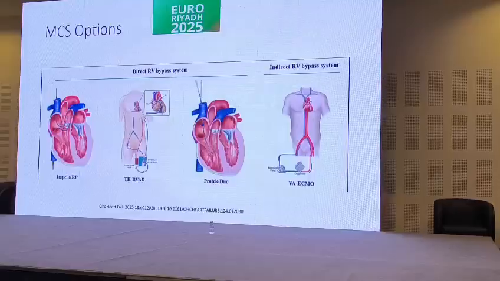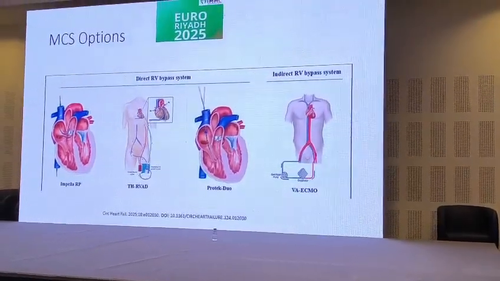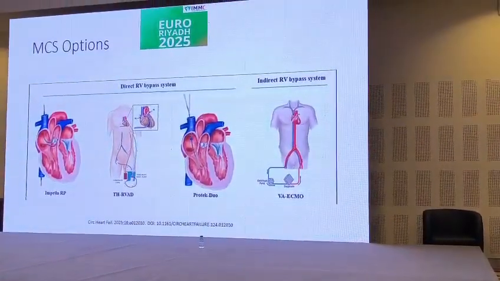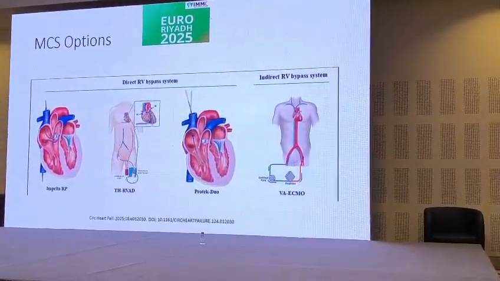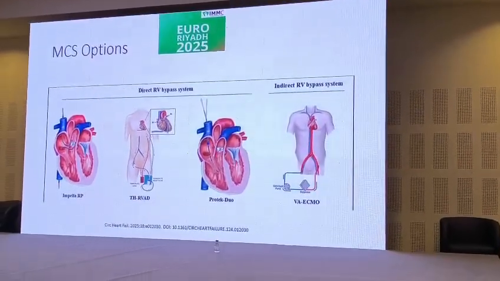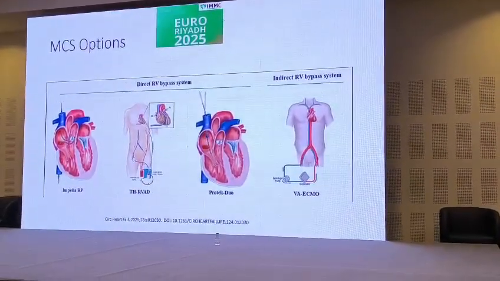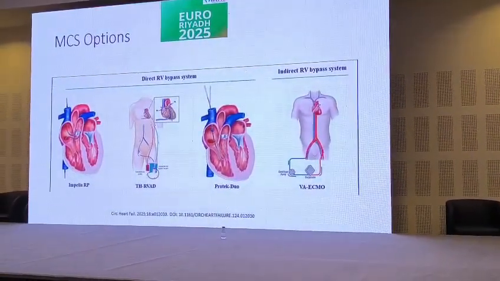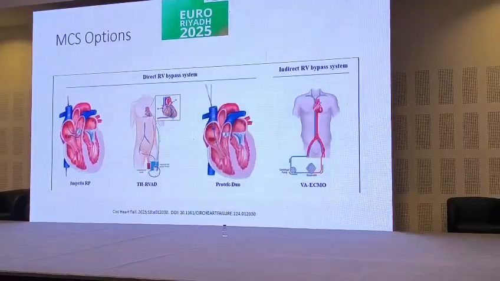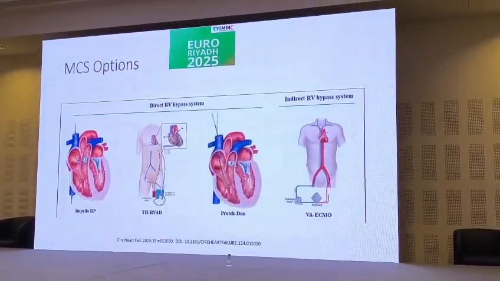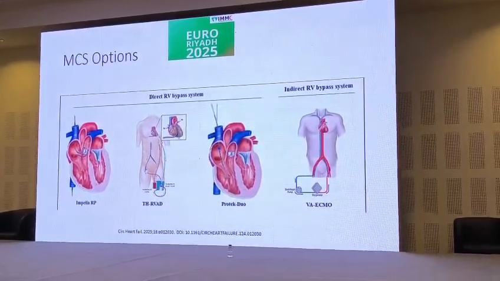So you have 4 options for MCS. You have Impella RP, you have an RVAD, and ProtekDuo, or VA ECMO. Now, it's very important to remember that the first 3 will deal with a primary RV problem, will not deal with the left side, the left ventricle, right? With the RVAD and ProtekDuo, you will be able to provide an oxygenator. So if you have lung problems, you'll be able to manage that. You can add an oxygenator to them. Impella, you cannot. So if you have hypoxemia, you cannot use Impella alone.